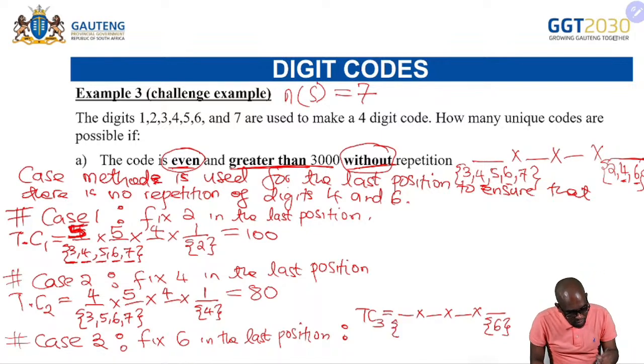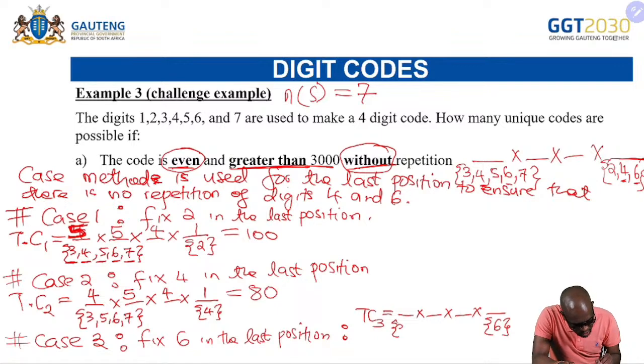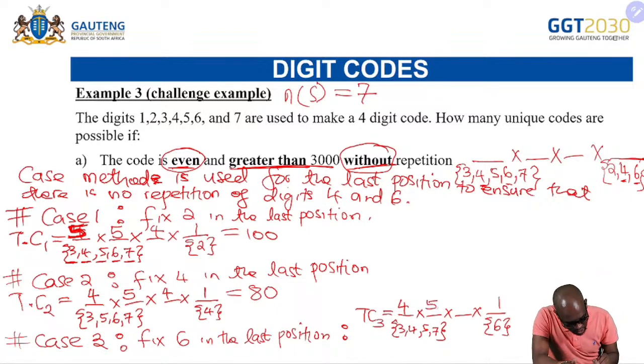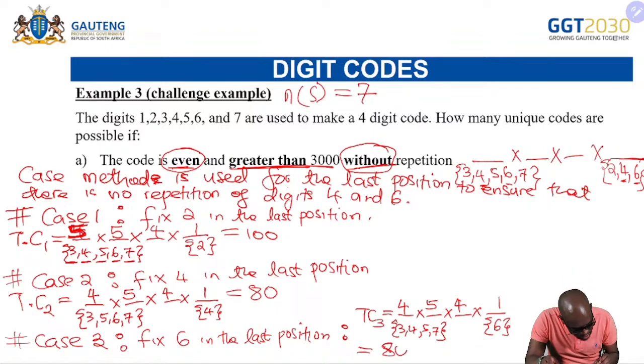And then for the first position, I'm going to exclude 6 from all the numbers that should be greater than 3,000. So I can use 3, 4, 5, and 7. So I'll have 4 options of filling that position. I'll have 1 option of filling the last position. Now I've used 2 numbers, I'll be left with 5 numbers. So I have 5 options here, and then I'll have 4 options here. So the total codes for case 3 would simplify to 80 codes.